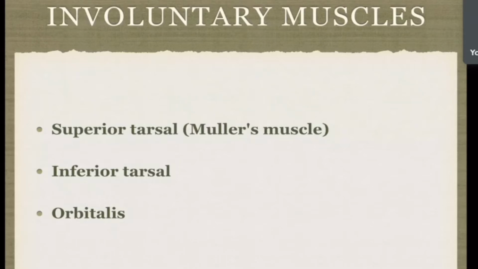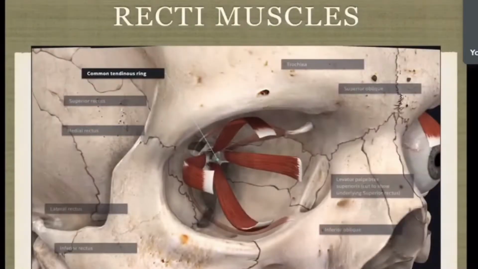Okay, so first we look at the voluntary muscles. We look at the four recti muscles. When you study any muscle, we have to know the origin, insertion, nerve supply, and action. So we look at the origin and insertion first, and the nerve supply and action we will look at in the end together. Okay, so there are four recti muscles.